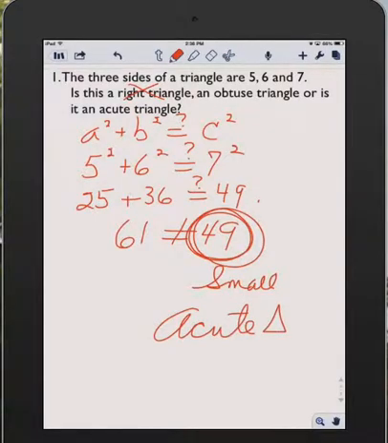The square of the longer side, the square of the value on the right for what we tested, is smaller than the value on the left. So that means it's an acute triangle.